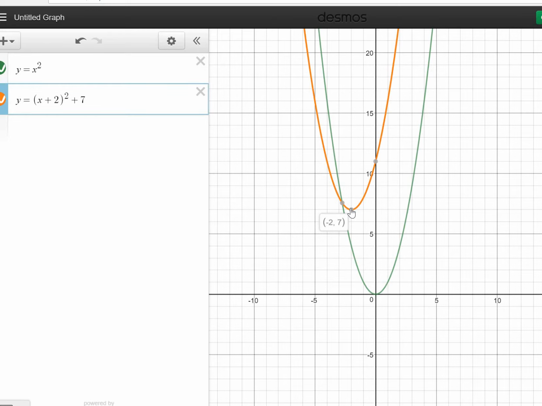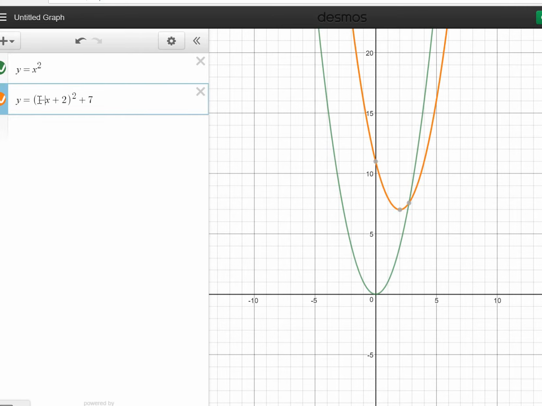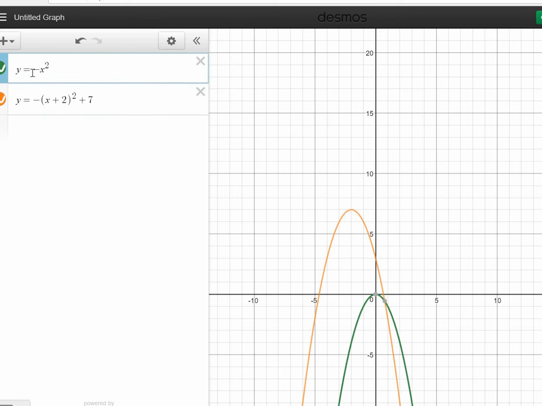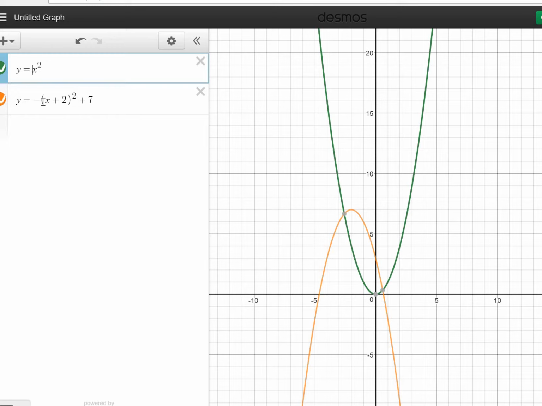That's just one example. We could move it in any direction we want. And keep in mind that if we make our parabola negative, it flips it upside down. So just like we can take our standard parabola and make it negative and flip it upside down, we can do the same with any other parabola, even if we have moved its vertex.